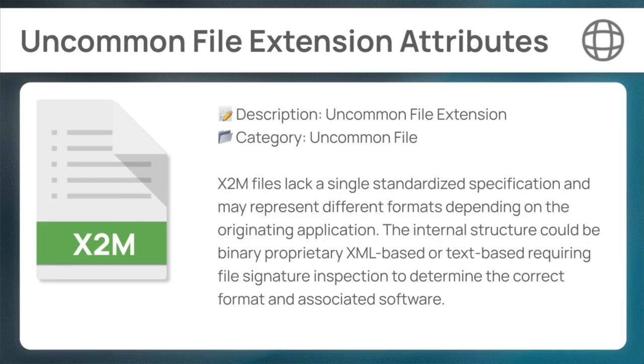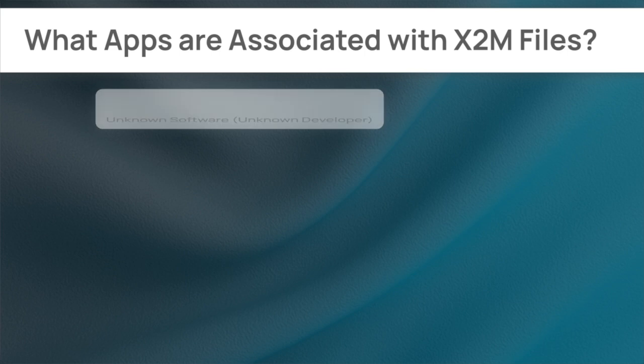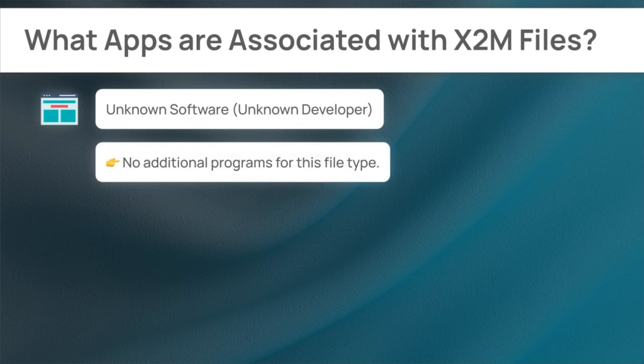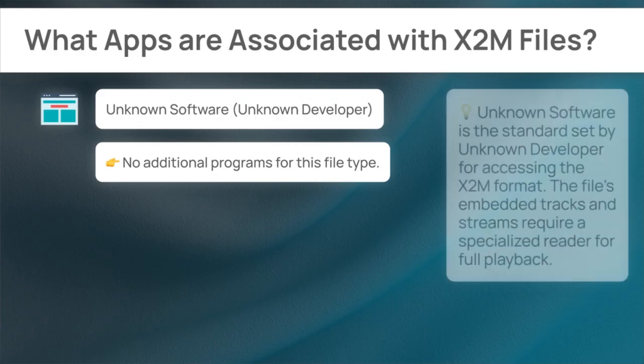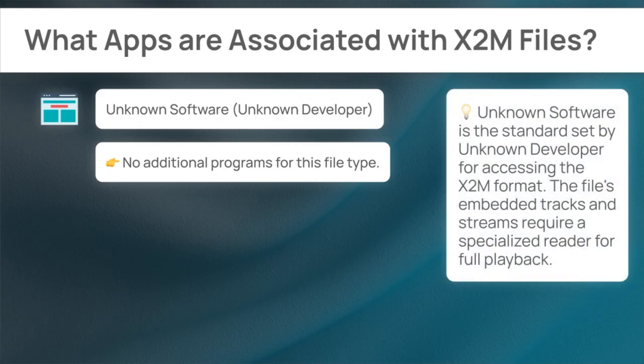The internal structure could be binary, proprietary, XML-based, or text-based, requiring file signature inspection to determine the correct format and associated software. The essential opener for the X2M structure is unknown software, developed by unknown developer. Windows cannot verify the file's internal manifest, preventing safe decompression. Windows cannot unpack outdated structures, so sophisticated converters must be used.